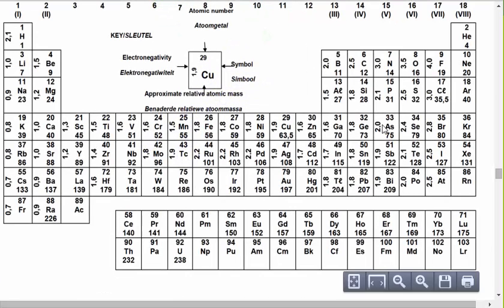If I look at its desire for electrons, it's got quite a high desire, 3.5, second highest on this periodic table. So along comes hydrogen, and hydrogen says, you know what, I'm willing to give you some of my electrons.